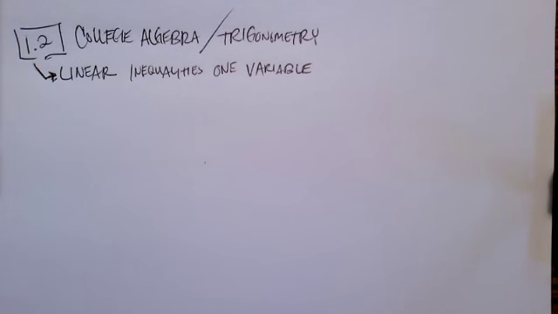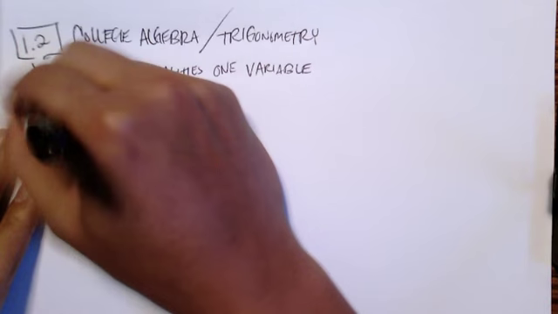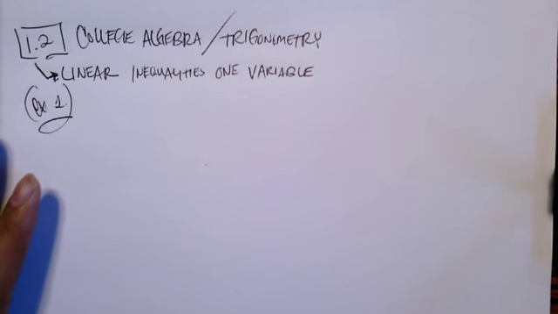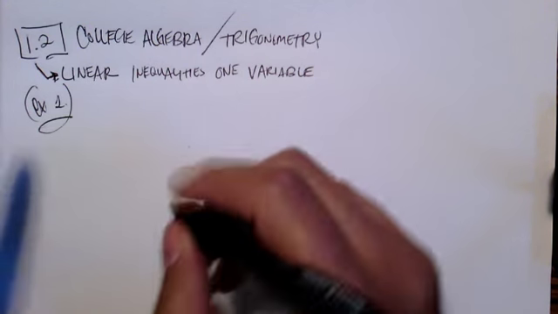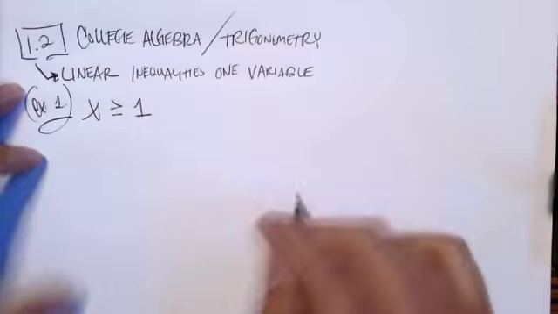So we're going to talk about inequalities. Inequalities means not equal, or unequal. What we're going to do is graph x is greater than or equal to 1.